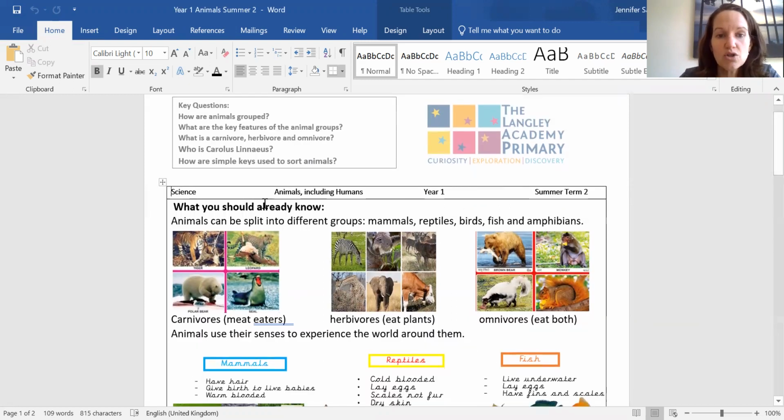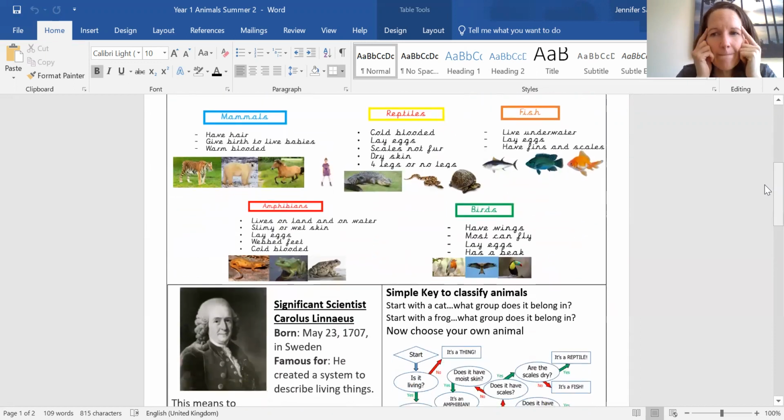So what you should already know. Animals can be split into different groups. So we have mammals, reptiles, birds, fish, and amphibians. We learned all about those in the autumn. Can you remember way back to the autumn? What are the key features of mammals? Let's have a look. They have hair, they give birth to live babies, and they are warm-blooded. So we have a tiger, a polar bear, a horse, and a human.